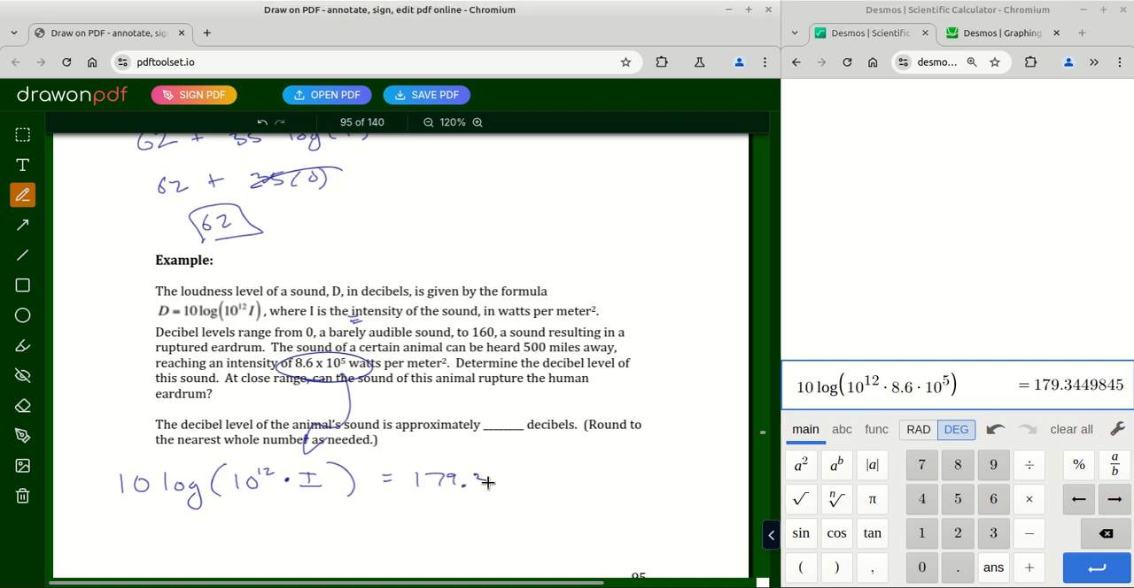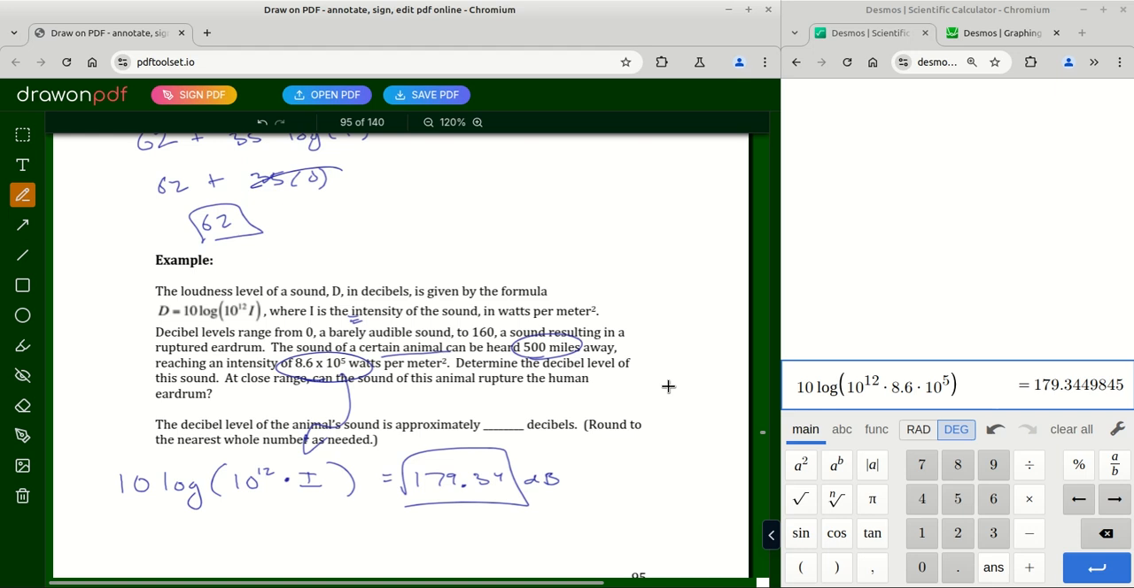I didn't even read the problem. Oh my gosh. How can I do the math without reading the problem? Okay, let's talk about it for a second. So it's decibels of a certain animal, and it says it can be heard 500 miles away. What? I'll give you a second to think about what animal could be heard 500 miles away. It's a whale. Go look it up.